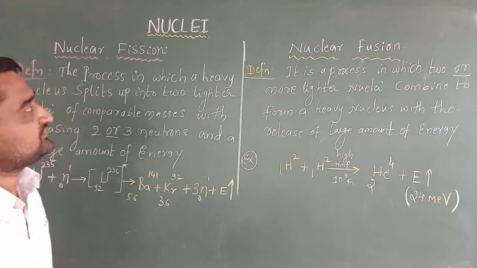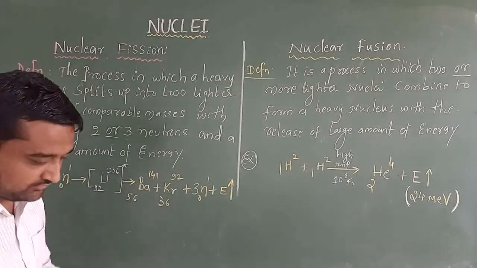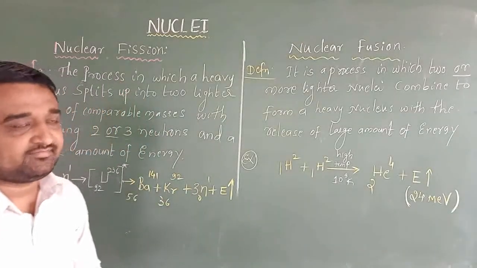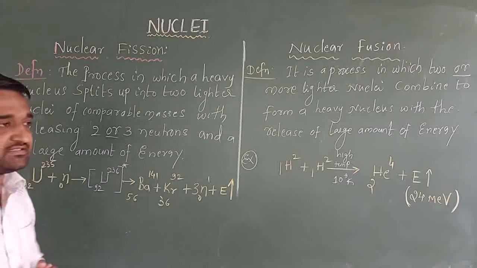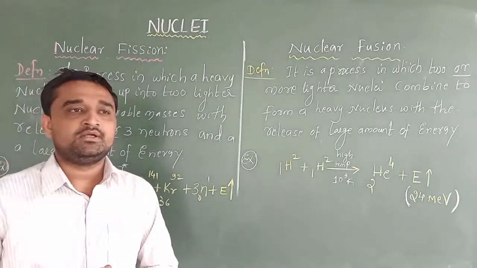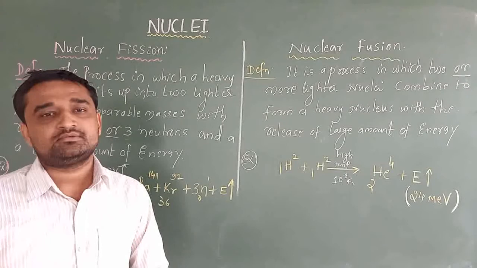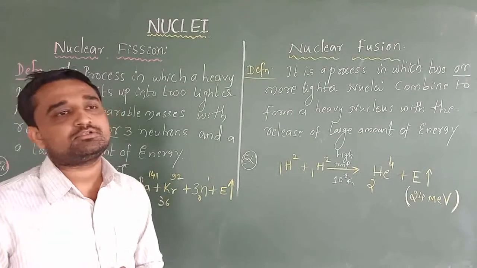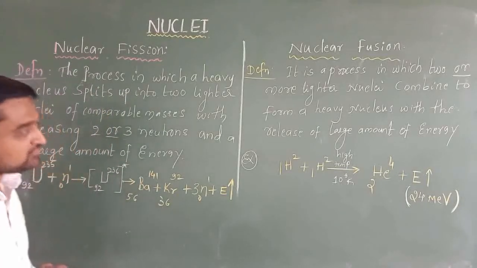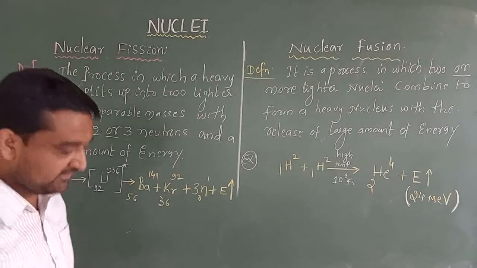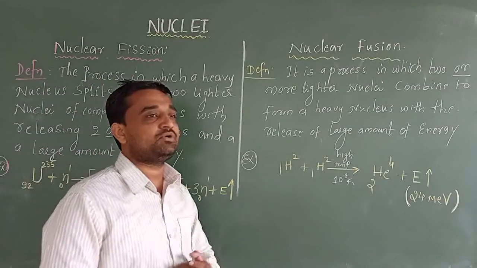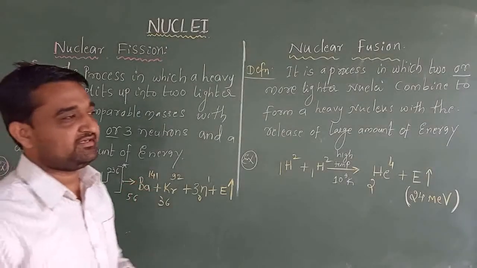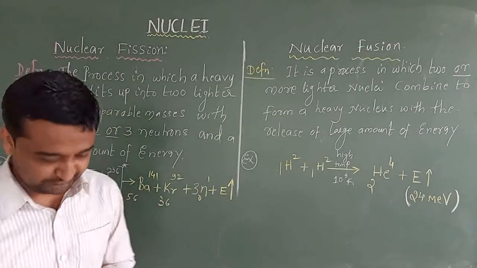In the past few classes regarding the chapter nuclei, we have discussed the introduction part, then Einstein's mass energy equivalence relation, and what is mass defect, then what is binding energy per nucleon or specific binding energy. We have also solved certain important numericals based on the calculation of the mass defect, binding energy and specific binding energy or binding energy per nucleon.